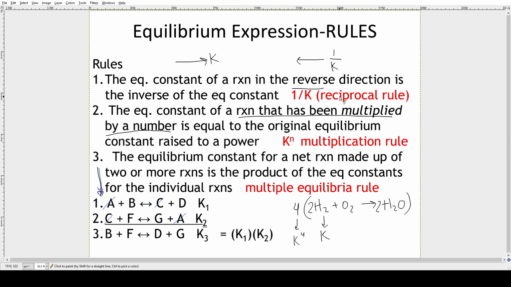So these are our 3 different rules. We could have a reciprocal. We could have something that is raised to an exponent, which is the multiplication rule, because we are multiplying. And then if we have multiple different equilibrium reactions and we're adding them together, then we multiply the original equilibrium constants and we get the multiple equilibria rule. Fancy. You need to know those.